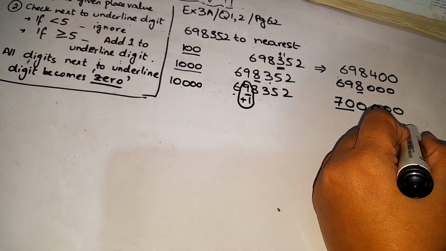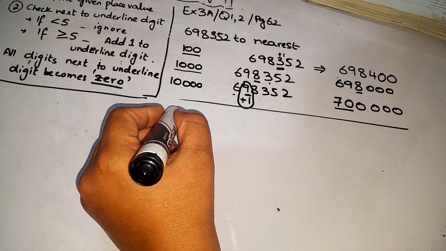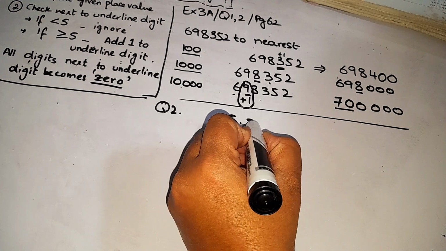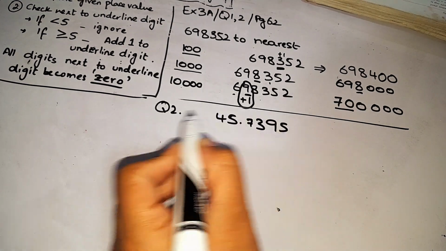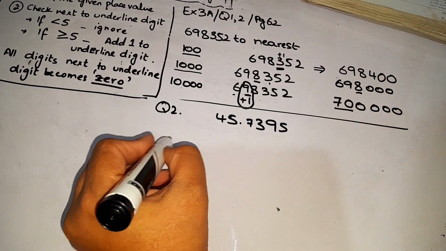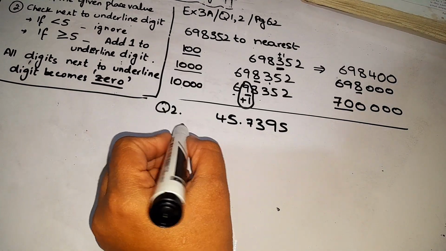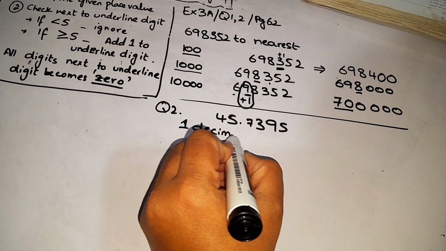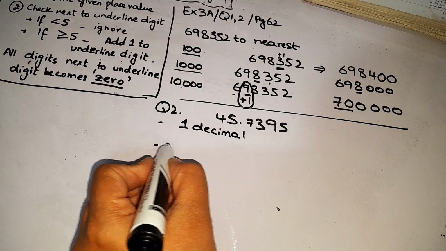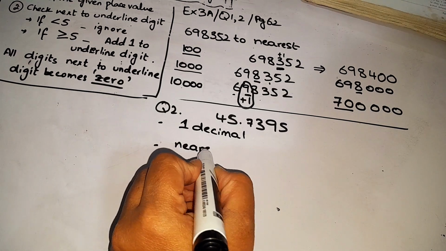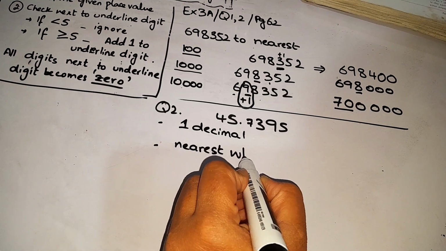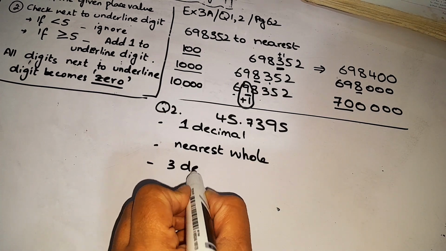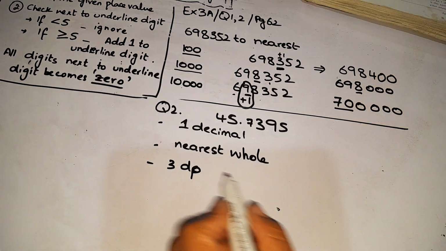All right, moving on to question number 2. Question number 2 is 45.7395. This is the number having 4 decimal places. So in A part, you need to round off to 1 decimal. B part is you need to round off to nearest whole. And C part is to 3 decimal places.